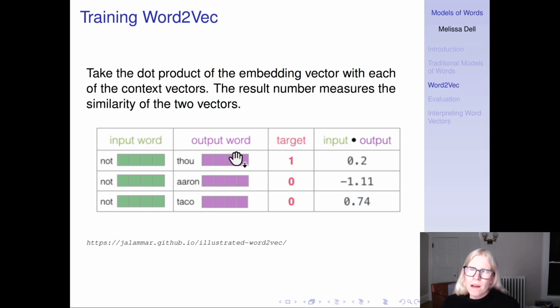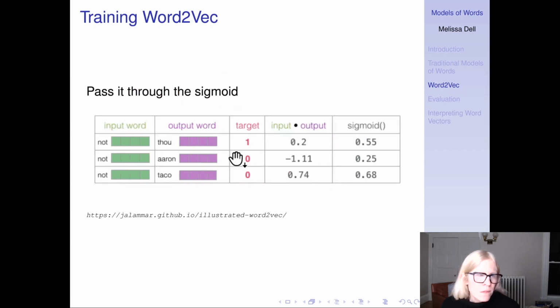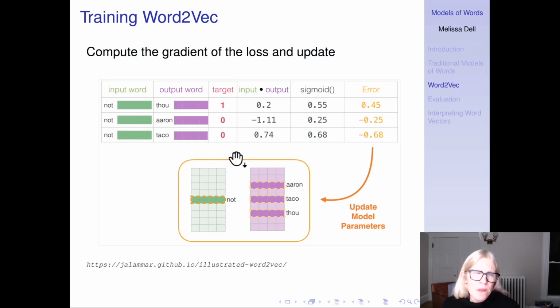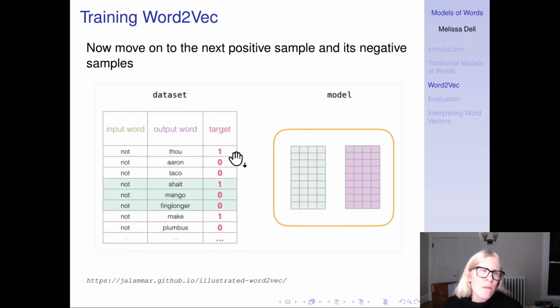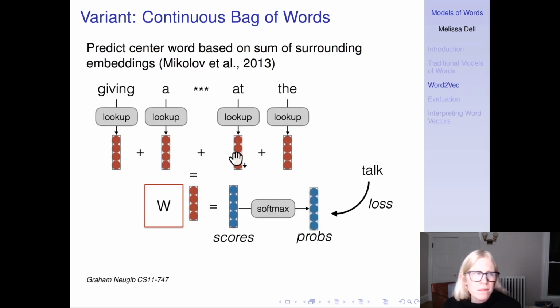And remember that the higher the dot product, the more similar those two vectors are. And the resulting number measures the similarity of those two vectors. Okay, pass it through the sigmoid. Then compute the error and use that to update the model parameters. And now we move on to the next positive sample and its negative samples, and so on and so forth.